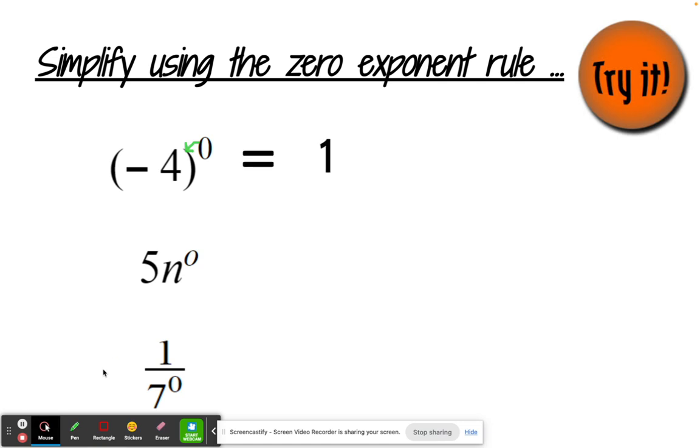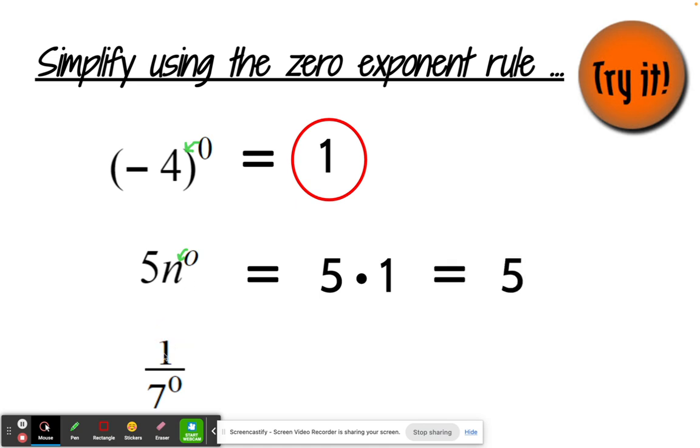Here I have 5 times n to the 0 power. Again, it's my n that's being raised to the 0 power because that's what it's touching. My 5 is not in parentheses with the n, so it's only my n that's being raised to the 0 power. So that would be the same as 5 times 1, or just 5.